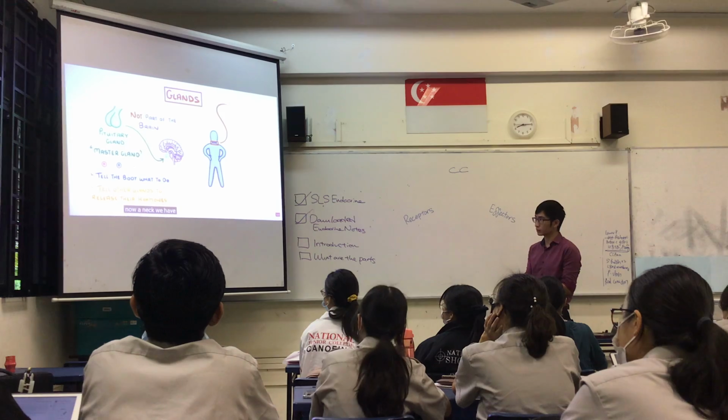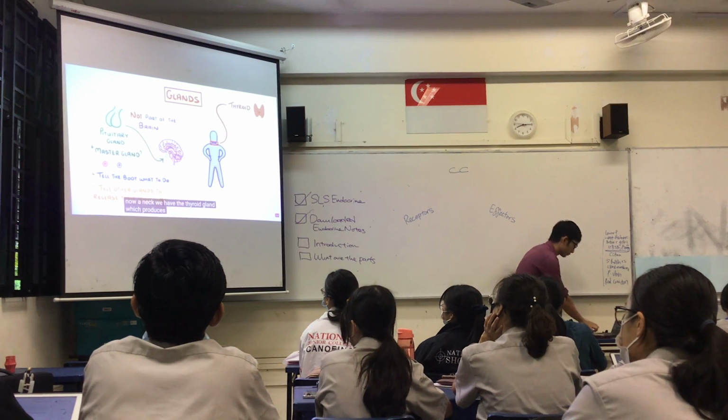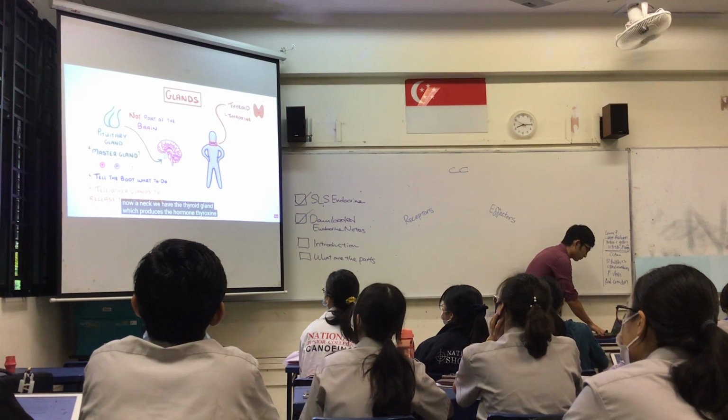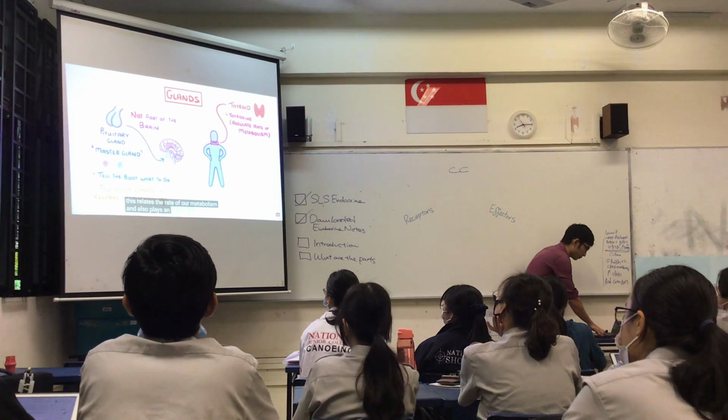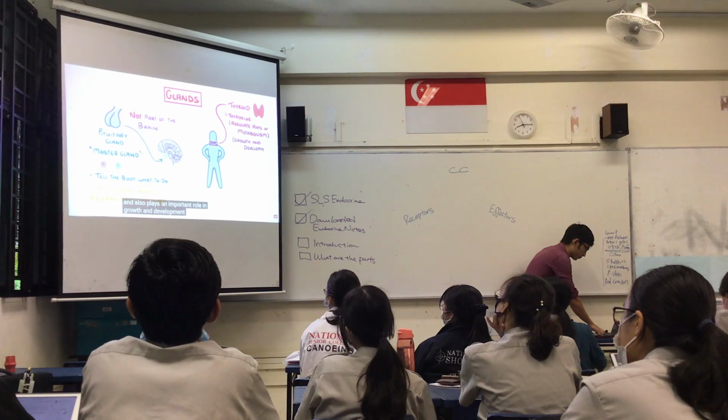And on our neck, we have the thyroid gland, which produces the hormone thyroxine. This regulates the rate of our metabolism, and also plays an important role in growth and development.